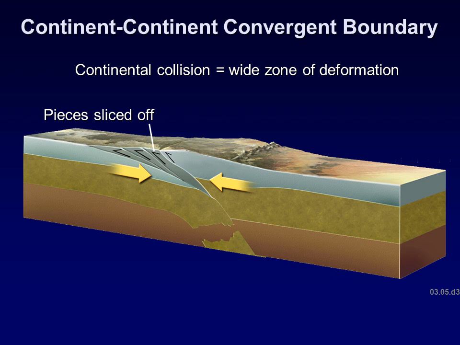This zone, this area where all of this deformation is occurring, where the pieces are being sliced off, these little arrows represent faults. They're thrust faults. This is called a zone of deformation. So we have a wide zone of deformation.